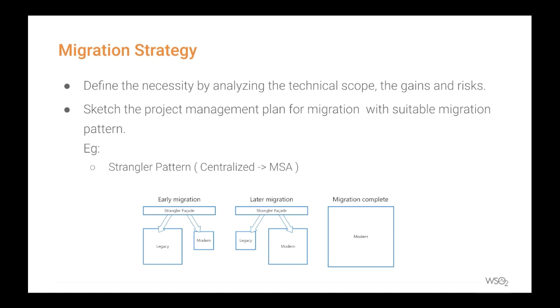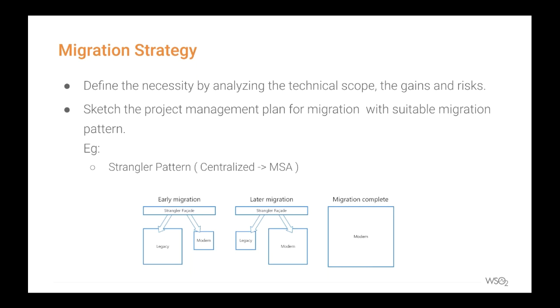First, when you are deciding on the migration strategy, you have to define the necessity of the migration. You have to analyze the technical scope and list down all the gains and risks. Only once you analyze and list them down do you know what you are going to gain by this migration. Only if the gains outweigh the risks and you feel it's worth a migration should you try it. When you are analyzing it, you have to consider everything. You should not be focused only on the present. You should be thinking about the future: what are the benefits I'm going to get in the long run if I migrate to a microservice oriented architecture style?